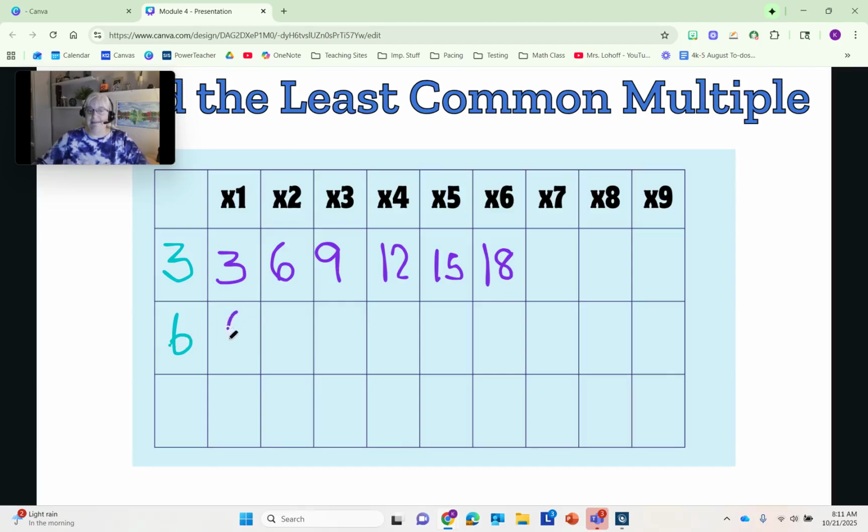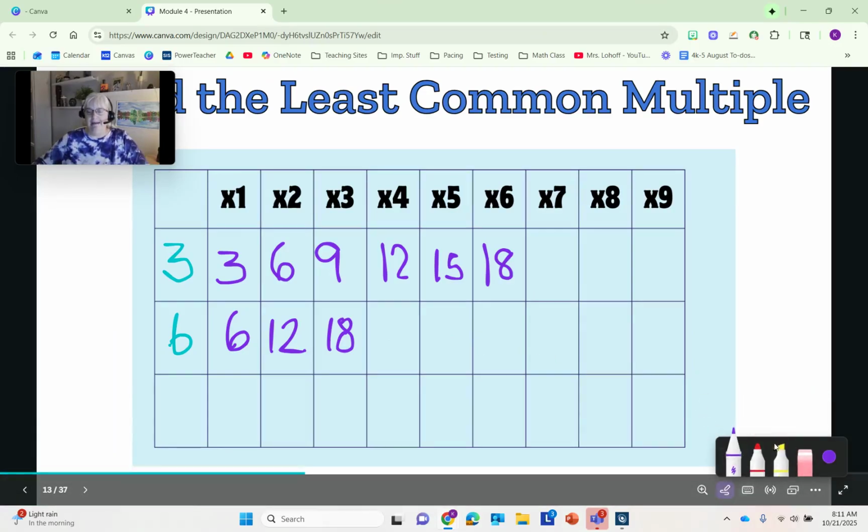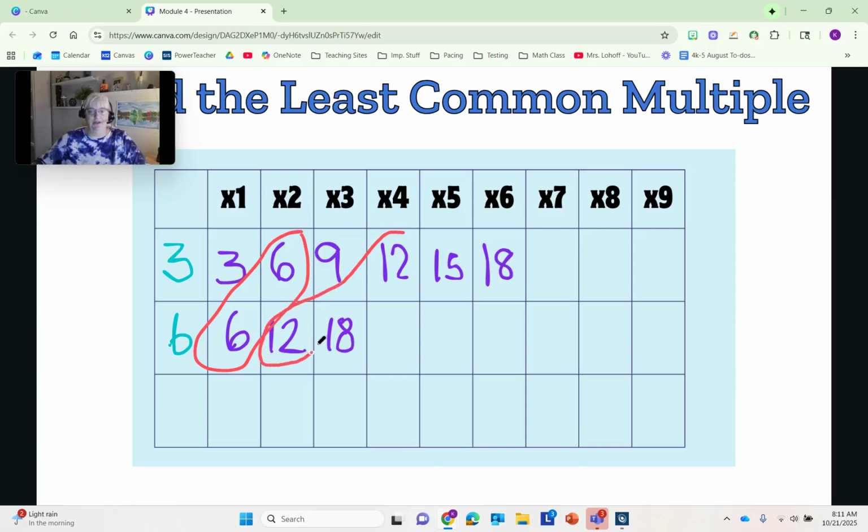All right, 6 times 1 is 6. You notice that number also appears in the row of 3. That is a common multiple. 6 times 2 is 12, and 6 times 3 is 18. Oops, I was going to write 18. Okay, hey, are you noticing more than one number in common? I have 6 in common. There's 12 in common. And there's 18 in common.